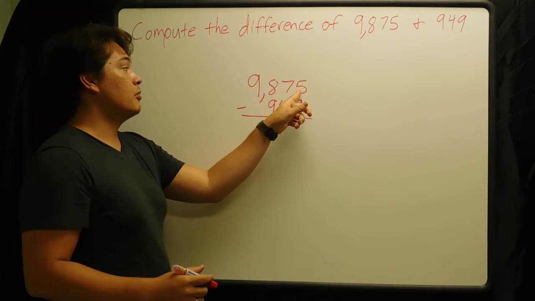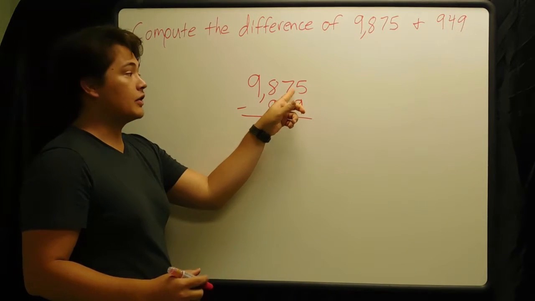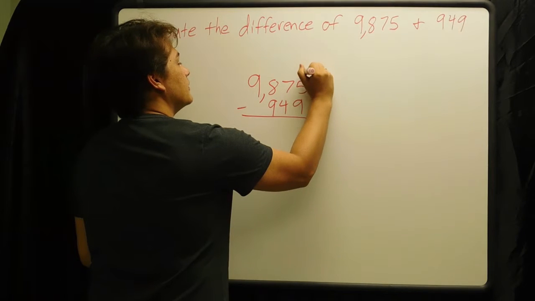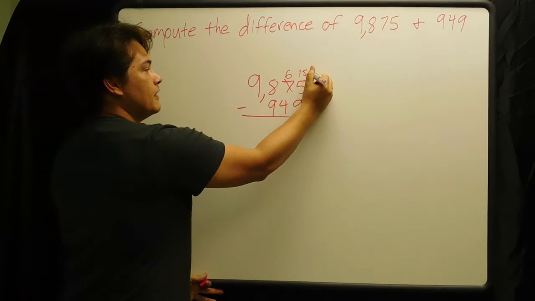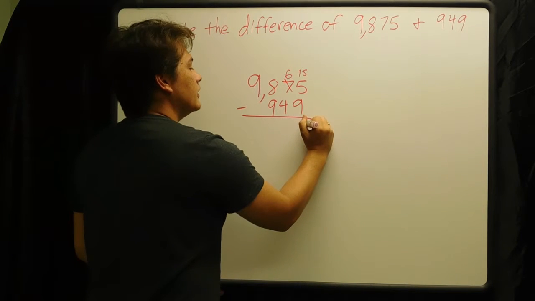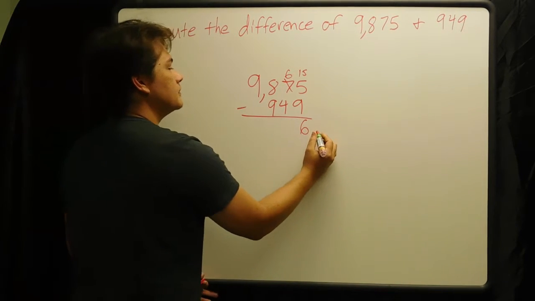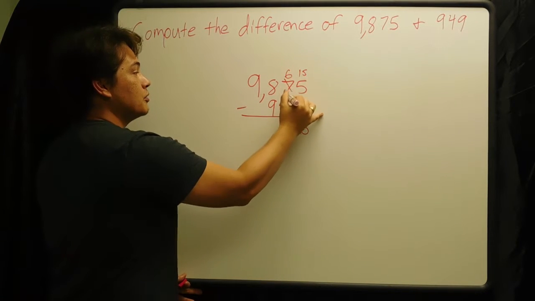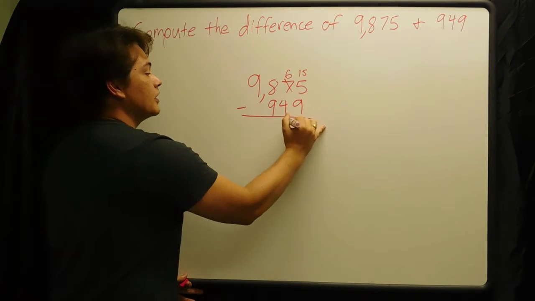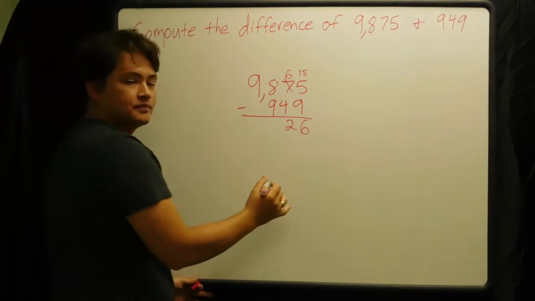This 5 is going to borrow 1 from the 7, so it's going to make it 15, making this 6. 15 minus 9 gives me 6. Now 6 minus 4, 4 can be subtracted from 6, and it's going to give us 2.